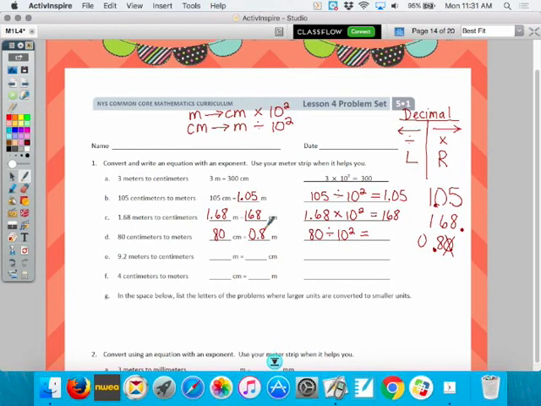Let me show you something else. I don't want to confuse you, but 80 divided by 100. Remember that this line on the fraction can be a division sign. 80 divided by 100 equals 80 hundredths. Oh, that's kind of easy to read, isn't it? So those fractions can help us, and we're going to start using those more and more. Okay, let's look at the next one.